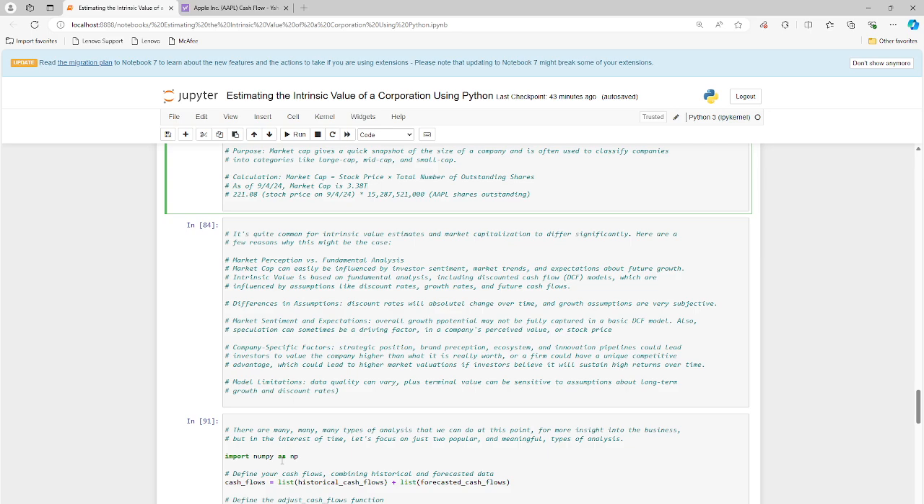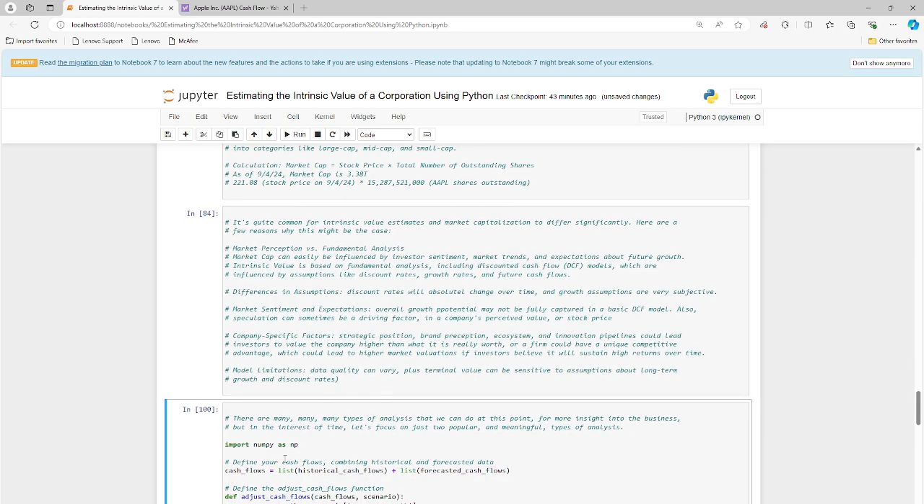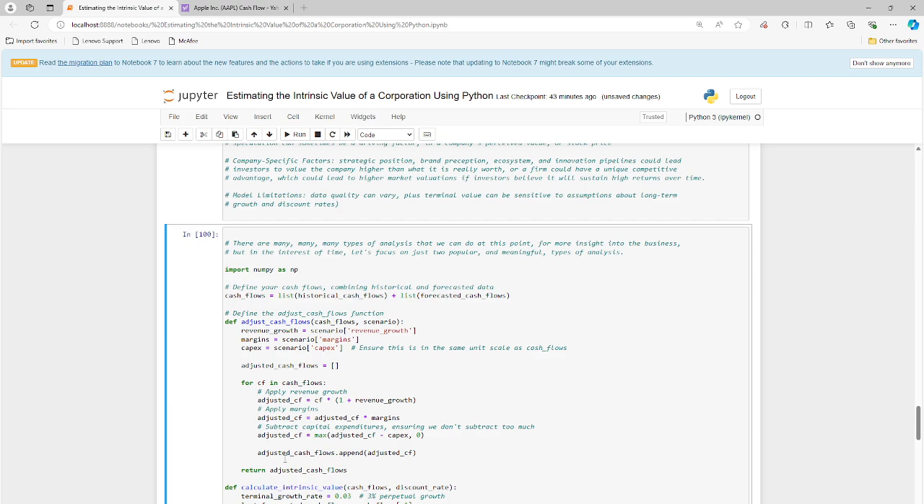Let me look at a couple more scenarios here. We're going to focus on two types of analysis. I'm going to set this up with a few predefined functions. Control Enter to refresh it. Okay, we're going to look at the adjusted cash flows, which we got from above. We had the revenue growth, the margins, and the capex, right? And again, we pulled all this data from the web, from Apple's website. So it's not made up data.